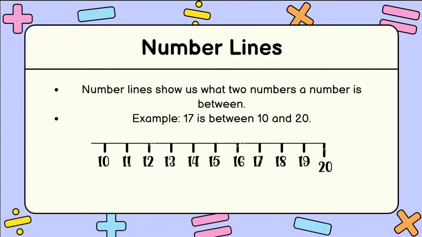So an important part of rounding is using number lines. Number lines show us what two numbers a number is in between. So if we take 17 for example, you can see it's here in the number line from 10 to 20. It's between 10 and 20. And we can also see all the other numbers in between, like 11, 12, 13, 17, 18, 19.